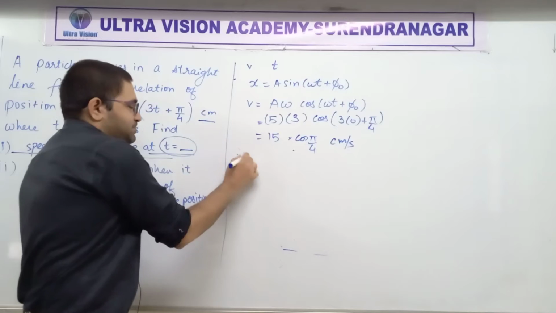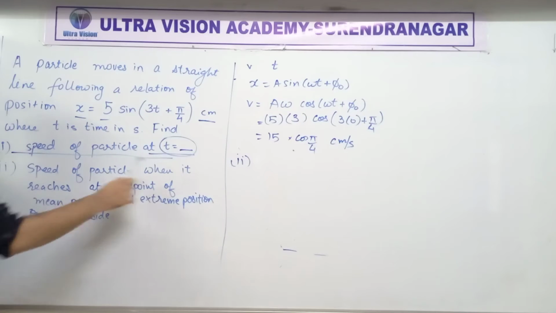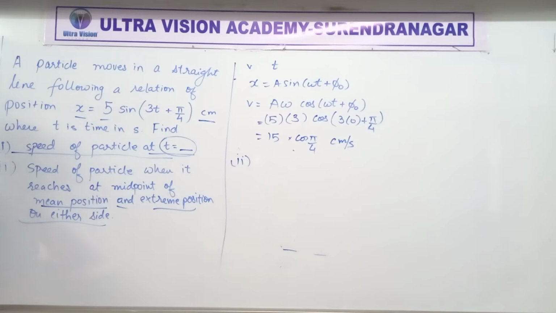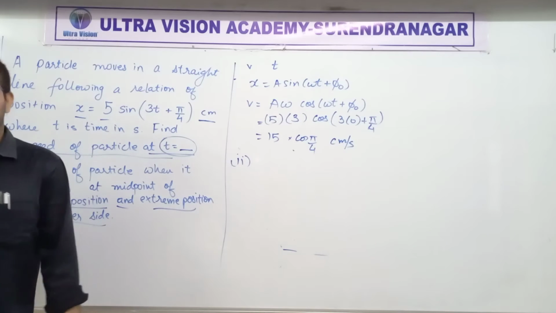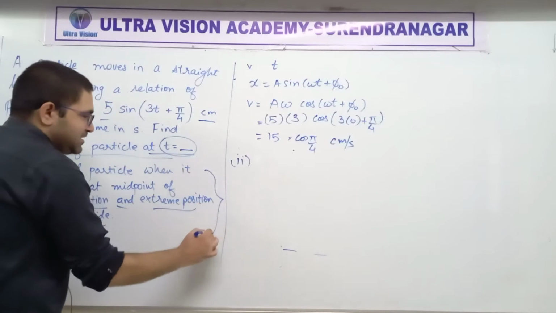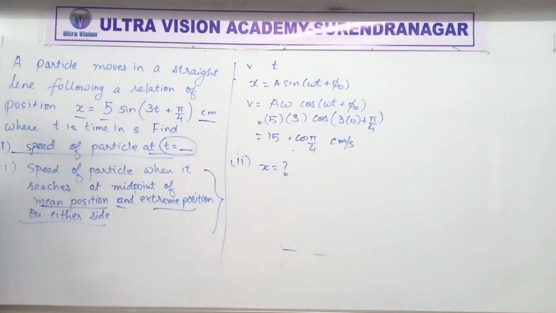Okay, second part. Come on. Speed of particle when it reaches at midpoint of mean position and extreme position on either side. What does that mean? Can you convert this language to something easy? Can you tell me, by reading this, what value of x should we have for this?